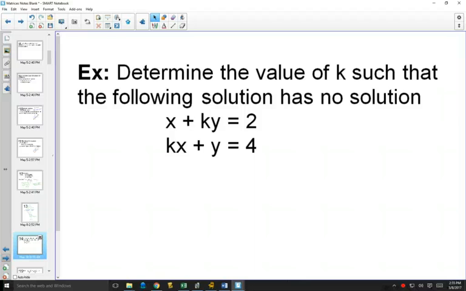Determine the value of k so that this has no solution. So what do we need for no solution? These have to be parallel lines with the same slope, but a different y-intercept. So one thing you could do in these equations is, if you wrote them in this form, then you would know what the slope of each line is.